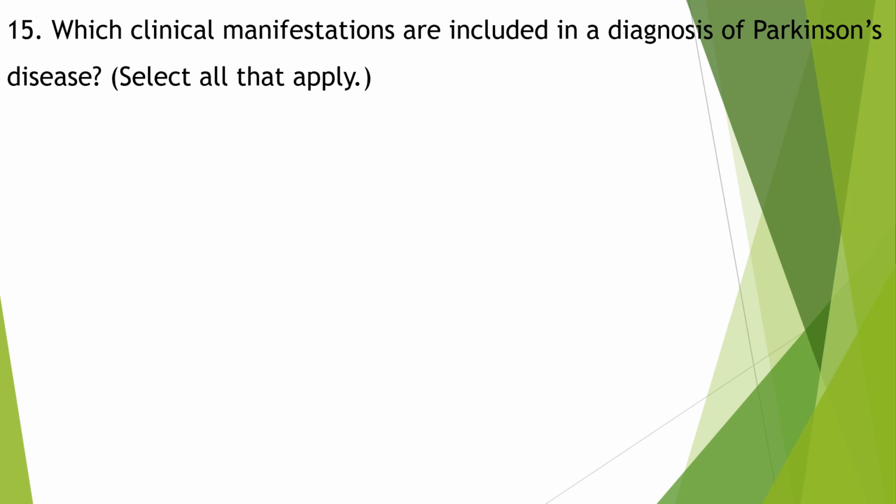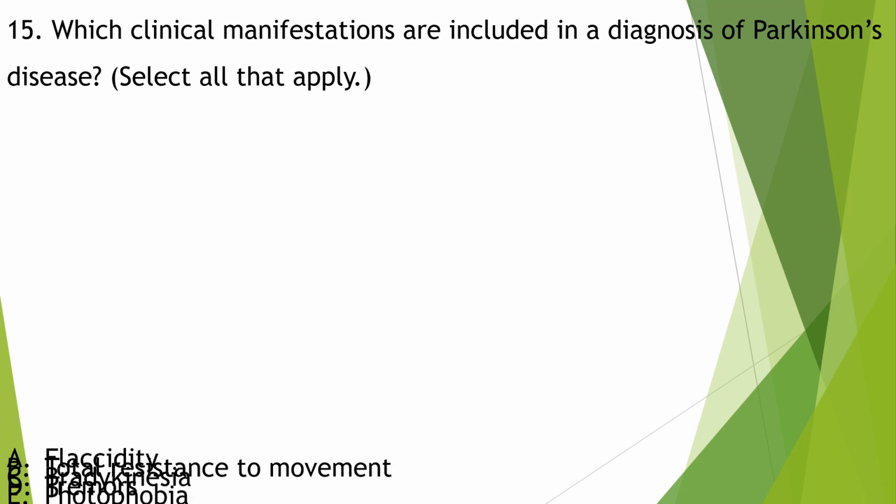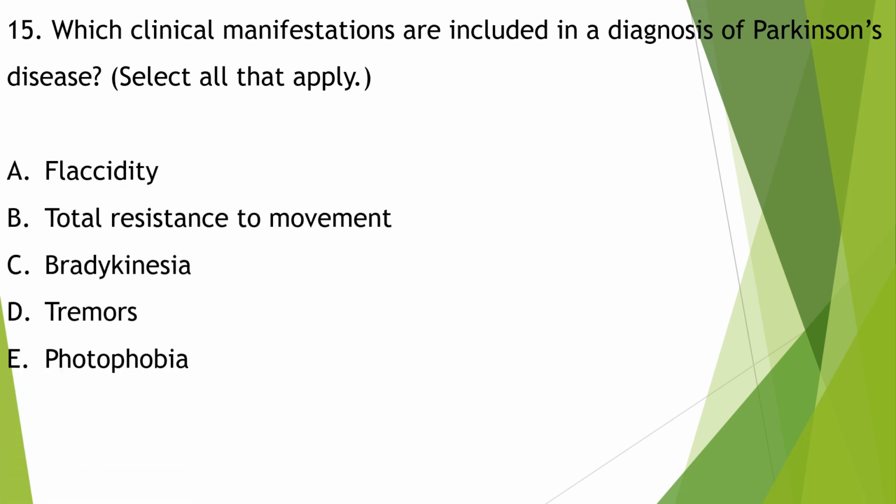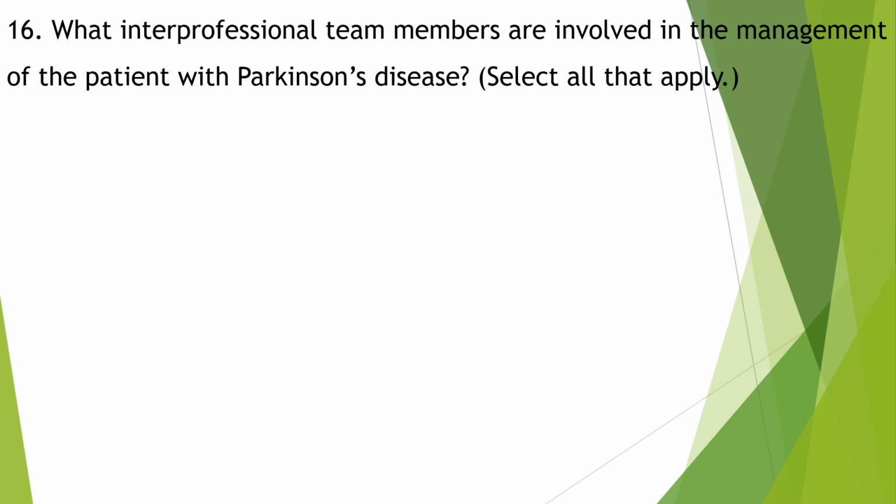Which clinical manifestations are included in diagnosis of Parkinson's disease? Select all that apply. Flaccidity, total resistance to movement, bradykinesia, tremors and photophobia. Already we have discussed the clinical manifestations shown in Parkinson's disease. And the diagnosis of Parkinson's disease is made when two or more cardinal symptoms with asymmetrical presentations are observed. So here bradykinesia and tremors are the signs and symptoms you will be seeing.